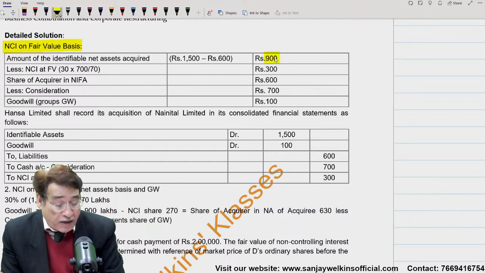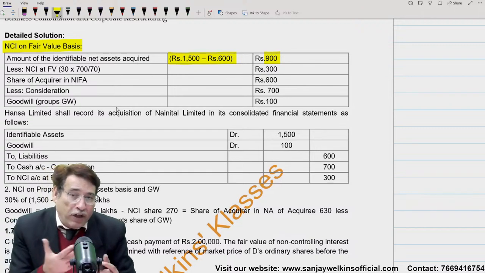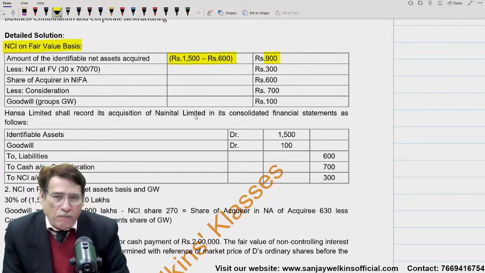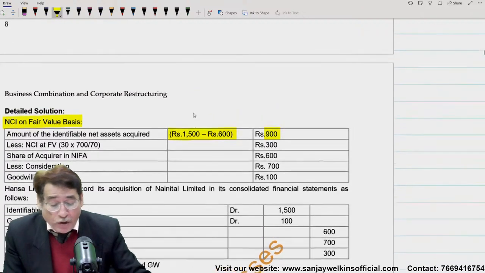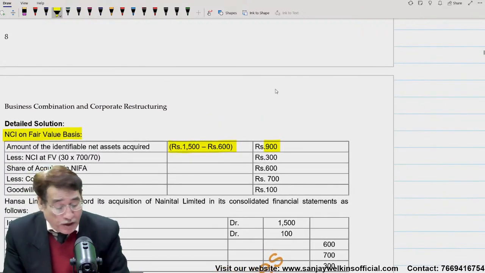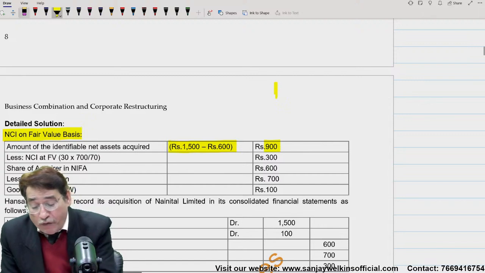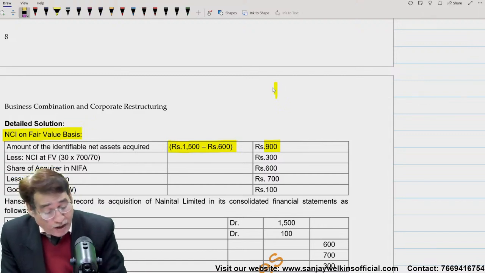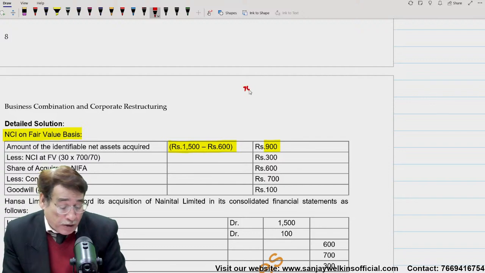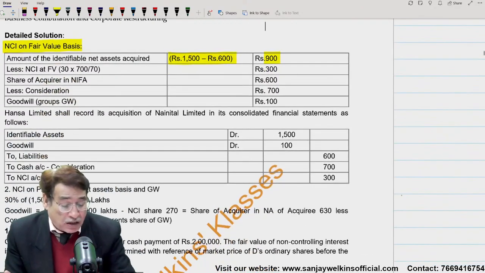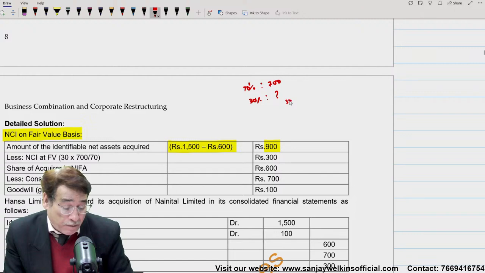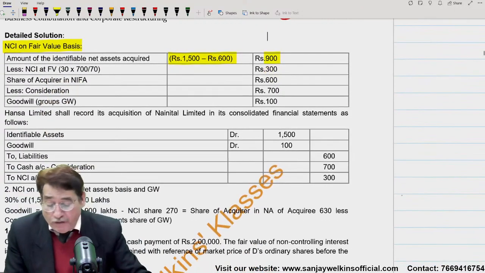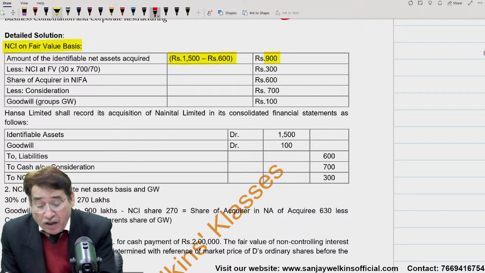First of all, here I write net assets, 1,500 minus 600. Now I will compute the fair value of the NCI. You know now how to compute, correct? Because we have paid a consideration for 70%, we have paid 700 rupees, and the NCI share is 30%. So what will be NCI at fair value? Obviously, in this case, it will be equal to 300, correct? So you can easily find out the fair value of NCI, that is 300 rupees.